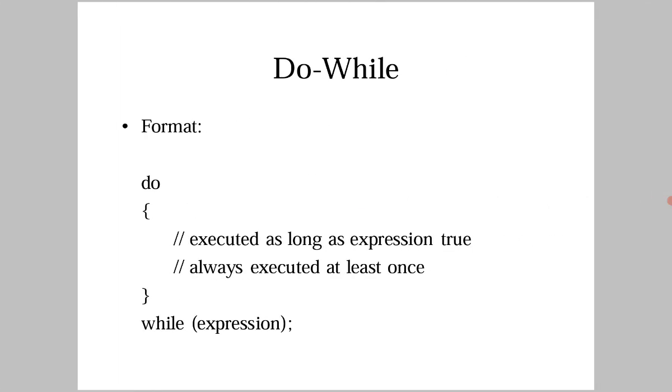Another type of loop is called the do while loop. So what is the difference between while loop and do while loop? In the do while loop, first the given statements are executed, and then only the given expression is tested.